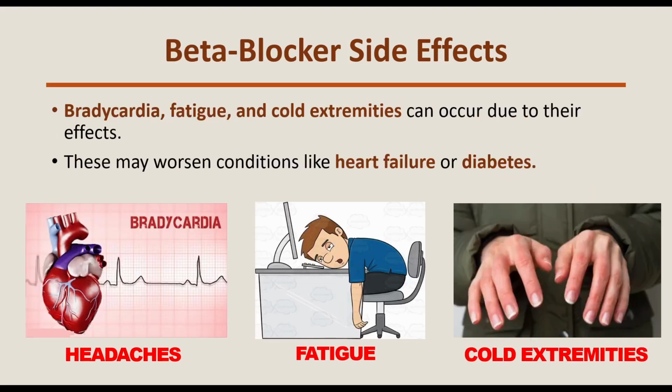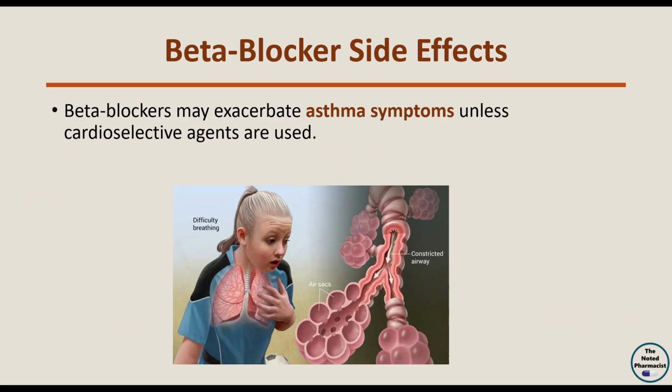Beta blockers can lead to bradycardia, fatigue, and cold extremities due to their negative chronotropic and inotropic effects. These effects can be particularly troublesome in patients with pre-existing conditions like heart failure or diabetes. Additionally, beta blockers may worsen asthma symptoms due to non-selective beta receptor blockade, although cardioselective agents may reduce this risk.